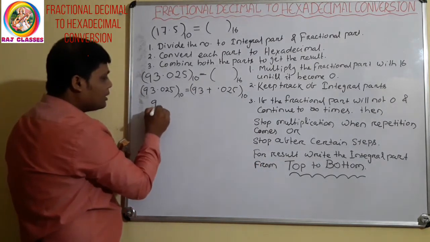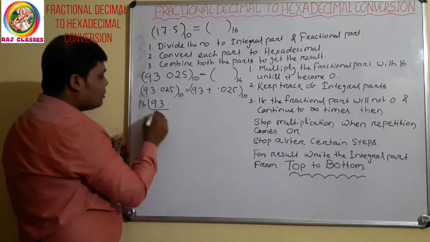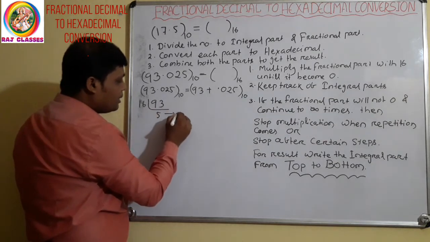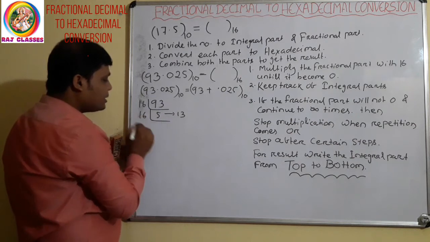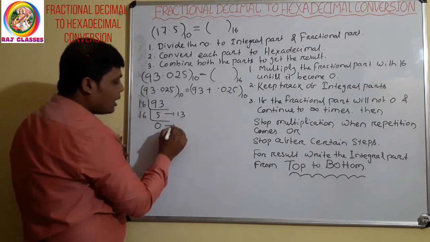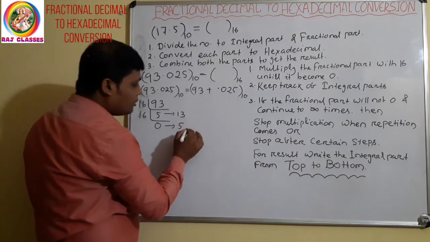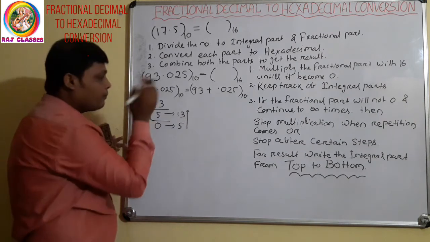We have to divide 93 by 16. 16 fives are 80, and the remainder will be 13. Now again divide by 16. This will be 0, and the remainder will be 5. To get the result, we have to travel from bottom to top.